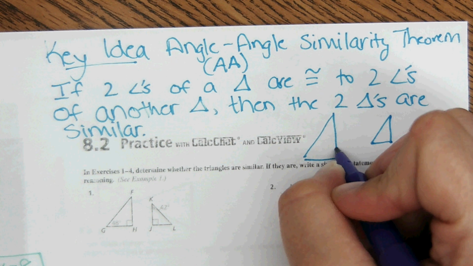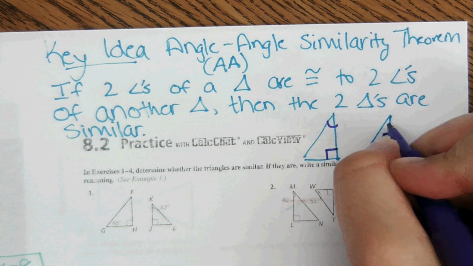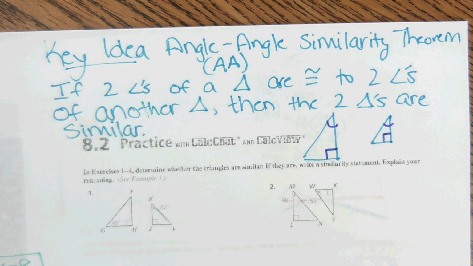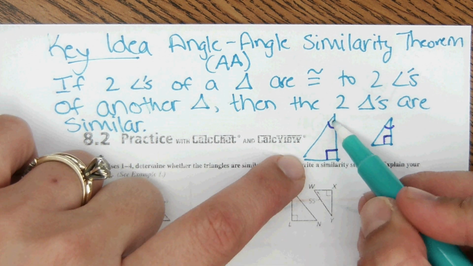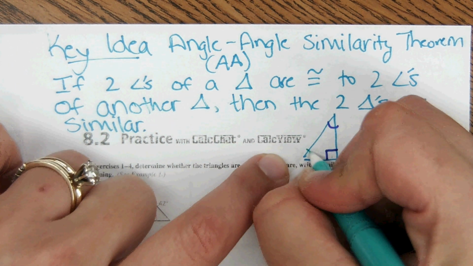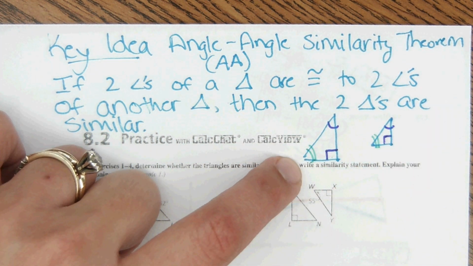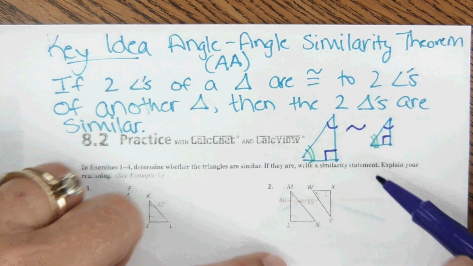So what it's saying is if you know that two of the angles are equal, so let's say we're told that that's a 90-degree angle, and then this angle equals this one, then the third angle would have to be equal because 180 minus these two angles would equal this, and 180 minus these two angles would equal this. So the third angle has to be congruent as well. And then you can say that these two triangles are similar.